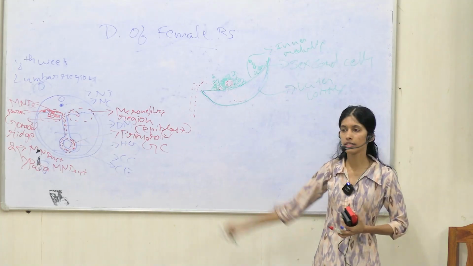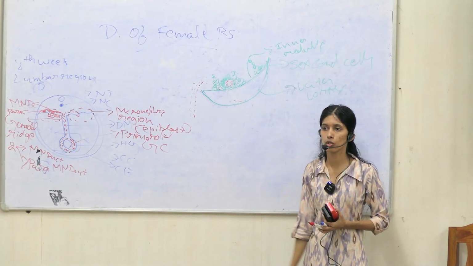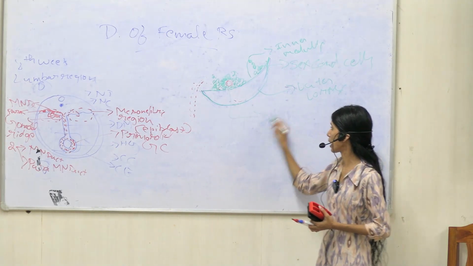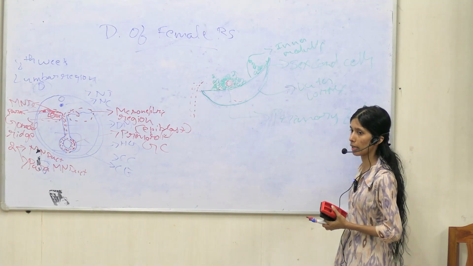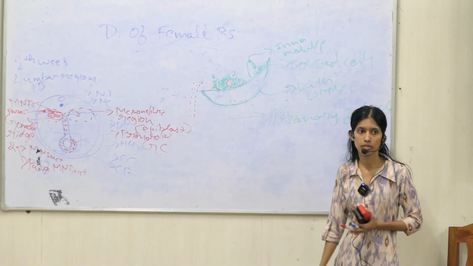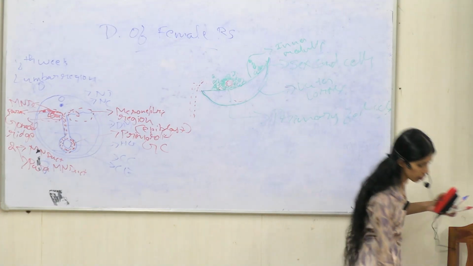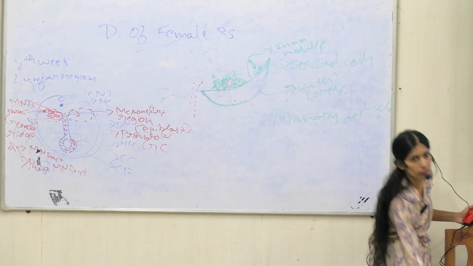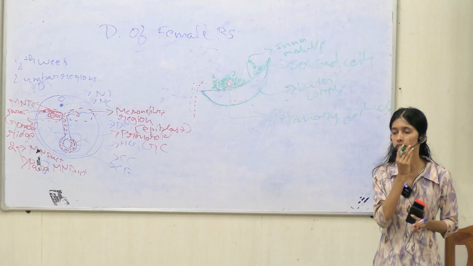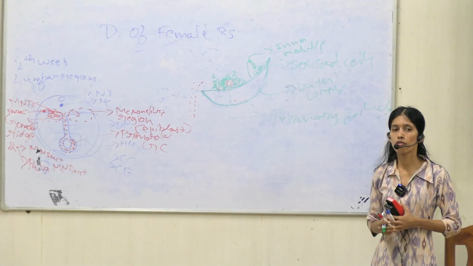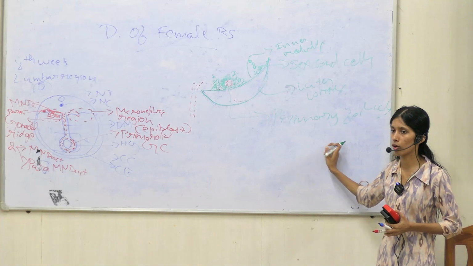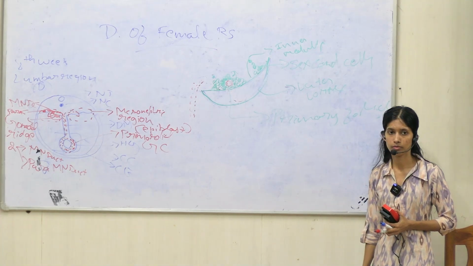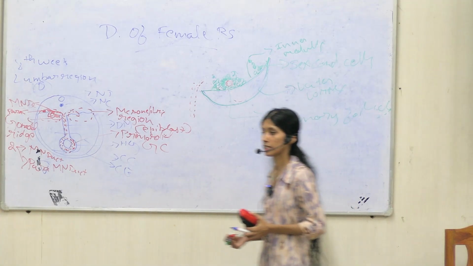Later this single cell is going to develop as a primary follicle. From the primary follicle, we can see the development of the secondary follicle, tertiary follicle, followed by the ovum. So this is how the development of the ovary takes place. Is it clear? Any doubts in this?